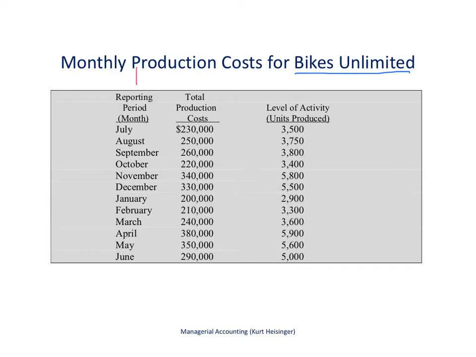So the first column relates to the reporting period, the month that is, that we're looking at. The second column shows us the total production costs for each month, and the third column shows us the number of units that we produced for each month. The first step of the Scattergraph approach is to plot these points on a graph, which we're going to see on the next slide.